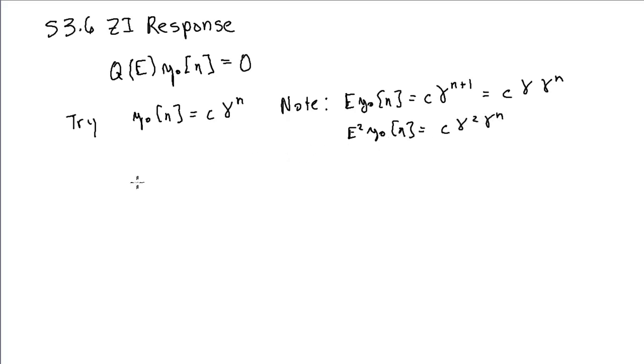In general, we have to find gamma such that Q of gamma is equal to 0, so replace our advanced operators with gamma, and we come up with our characteristic equation, which is this. Q of gamma would be the characteristic polynomial, and we have different cases, just as we did for the continuous time case, assuming distinct roots.